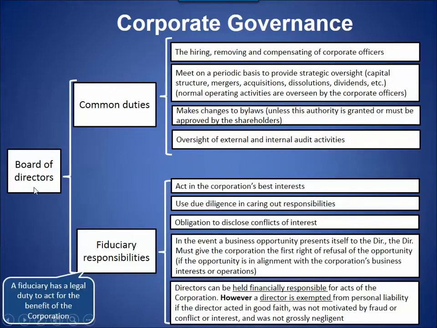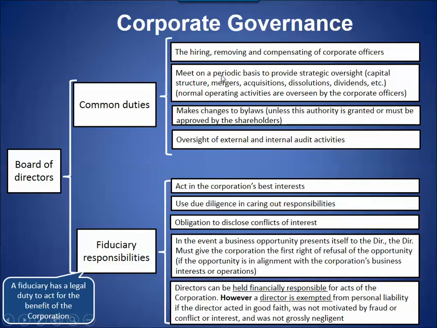Take a look at the fundamental body for corporate governance, and that's the board of directors. Most boards of directors have a series of duties, and here I've listed the common duties of the board of directors. This includes the hiring, removing, and the compensation of corporate officers. Typically, the board of directors hires the CEO of the company. Then it's typically up to the CEO to hire the other corporate officers and then compensate them in line with the requirements of the board of directors.